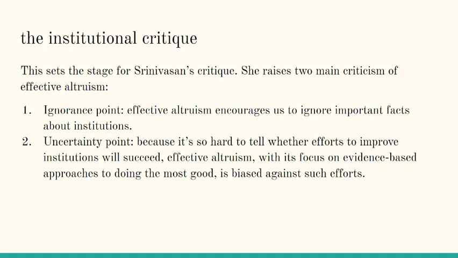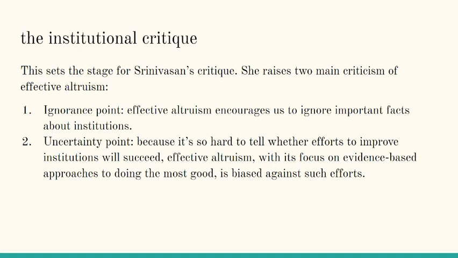And this is all going to set the stage for Srinivasan's version of the institutional critique. So she brings up, I think, two main points that are going to factor into her version of the institutional critique. One is about ignorance. The idea is that effective altruism somehow or other encourages us to ignore certain important facts about institutions. And the other is about uncertainty.